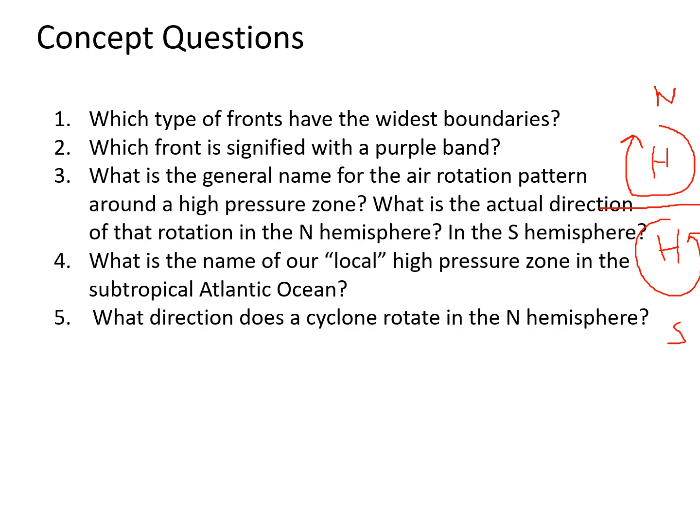And what direction does a cyclone rotate in the northern hemisphere? Well, remember that a cyclone is a low pressure system, so air is going to want to flow towards the low pressure system. But because of the Coriolis deflection, the air ends up flowing to the right of its intended direction of motion, and that is going to generate a counterclockwise flow of air around the low pressure system in the northern hemisphere.